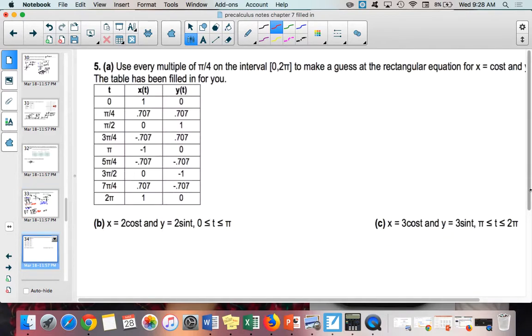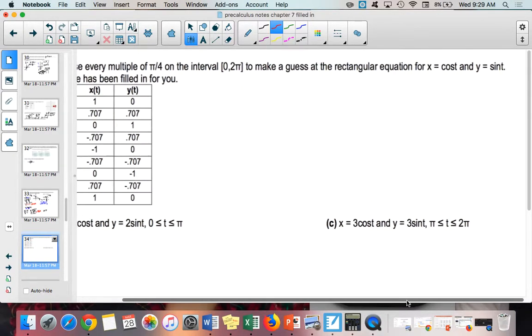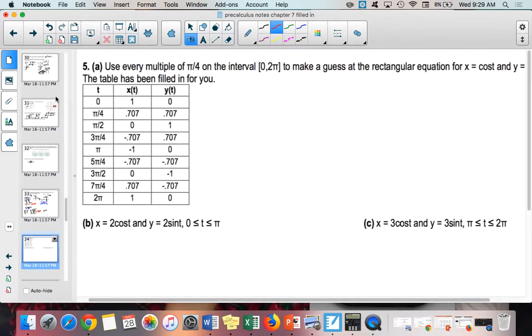And it's also for polar coordinates, which we'll show you. The last thing talks about if you had cosine of t and sine of t, so x is equal to cosine t and y is equal to sine of t. I went ahead and filled in the chart, but you could do this by hand, right? That 0.707 is root 2 over 2. You could find all those things.